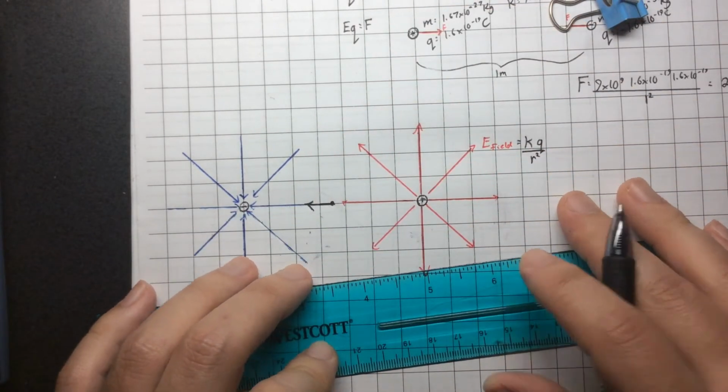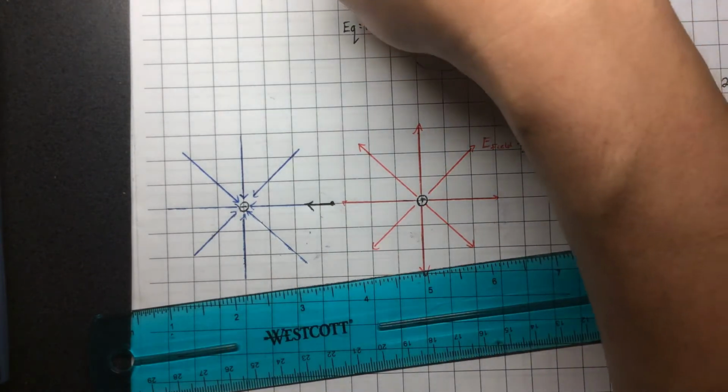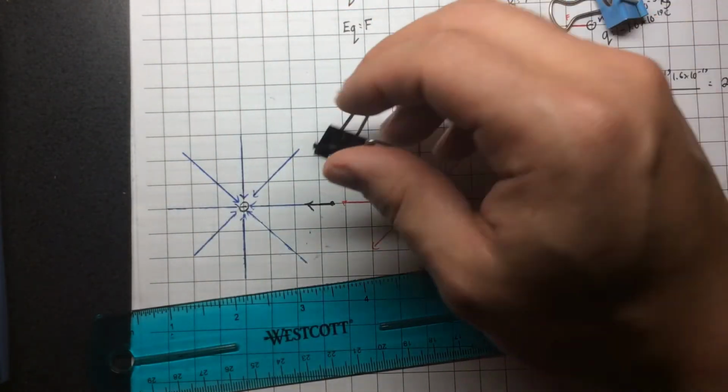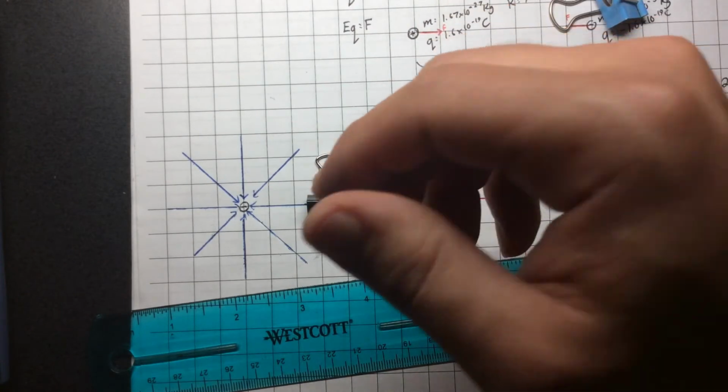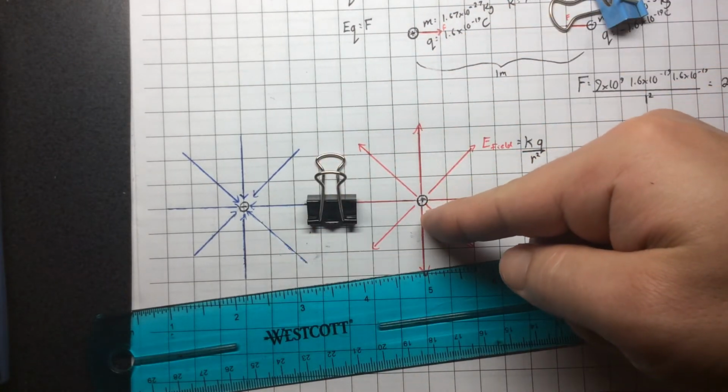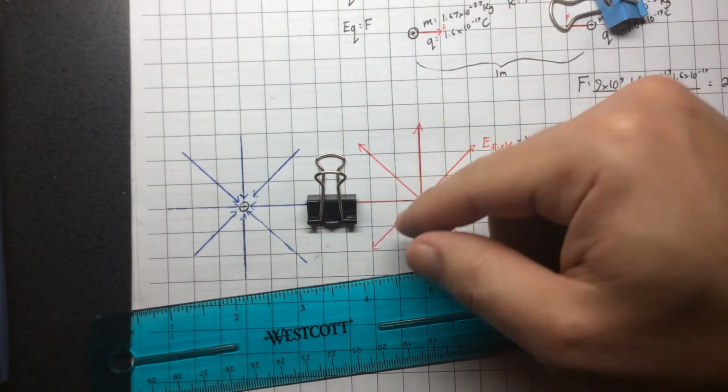All right? And all that says is, yeah, let's take a positive charge. Let's take our positive binder clip. If we put it right in the middle, would it feel a force? I got a positive charge there. It's going to feel a force that way. I got a negative charge there.